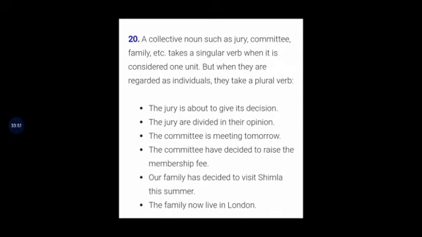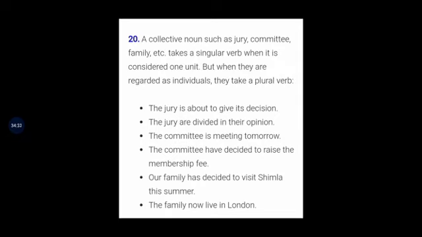If we read the starting two examples, the jury is about to give its decision. So the jury here is a collective noun, and a collective noun uses the singular verb when it is considered one unit. Here the jury is considered as one unit. That's why we have used is about to give its decision. But in the next example, the jury is used as individuals, so it takes the plural form of the verb. The jury are divided in their opinion.